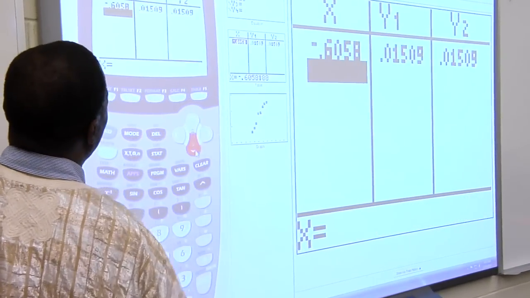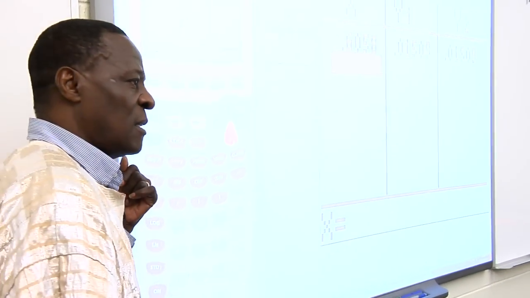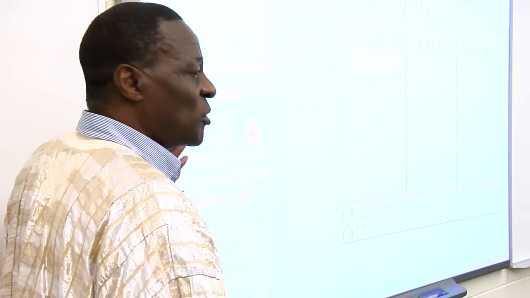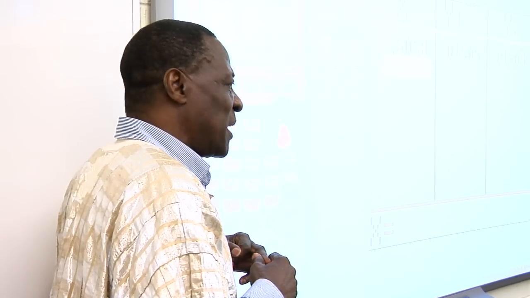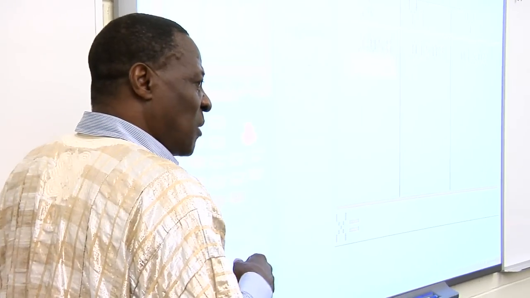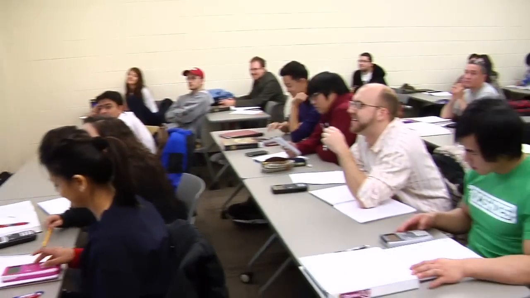Let's see what would happen. Whoa. What do you think, guys? Two equal numbers. Since the two are equal, we will agree that the x we came up with should be exact. You guys, watch out. You will soon become math majors. You know what I mean? So that's good. All right.